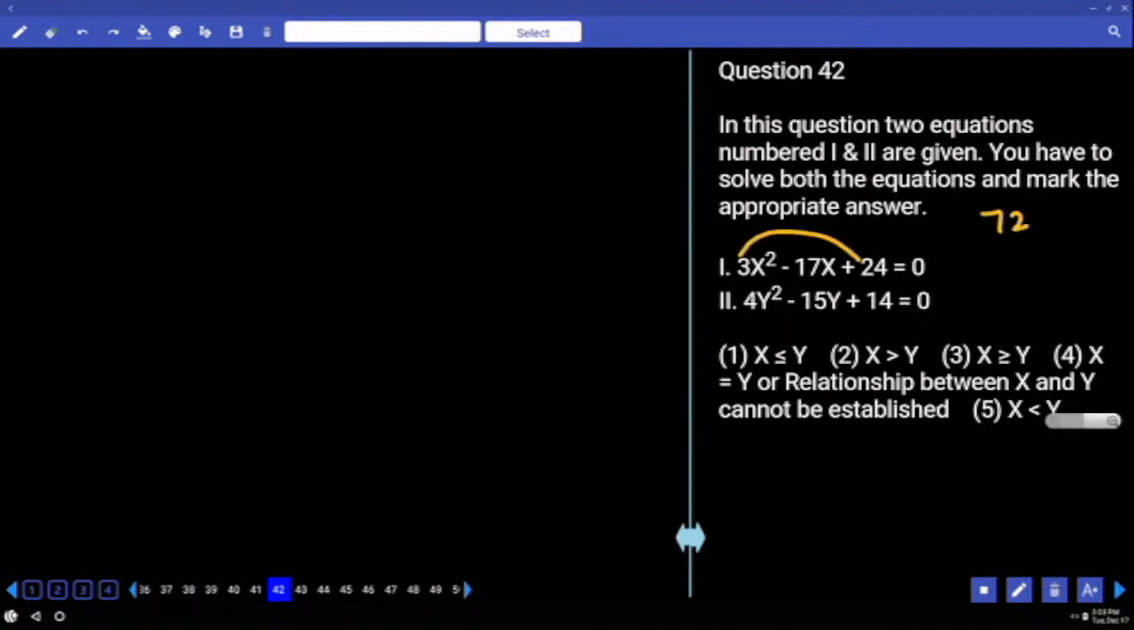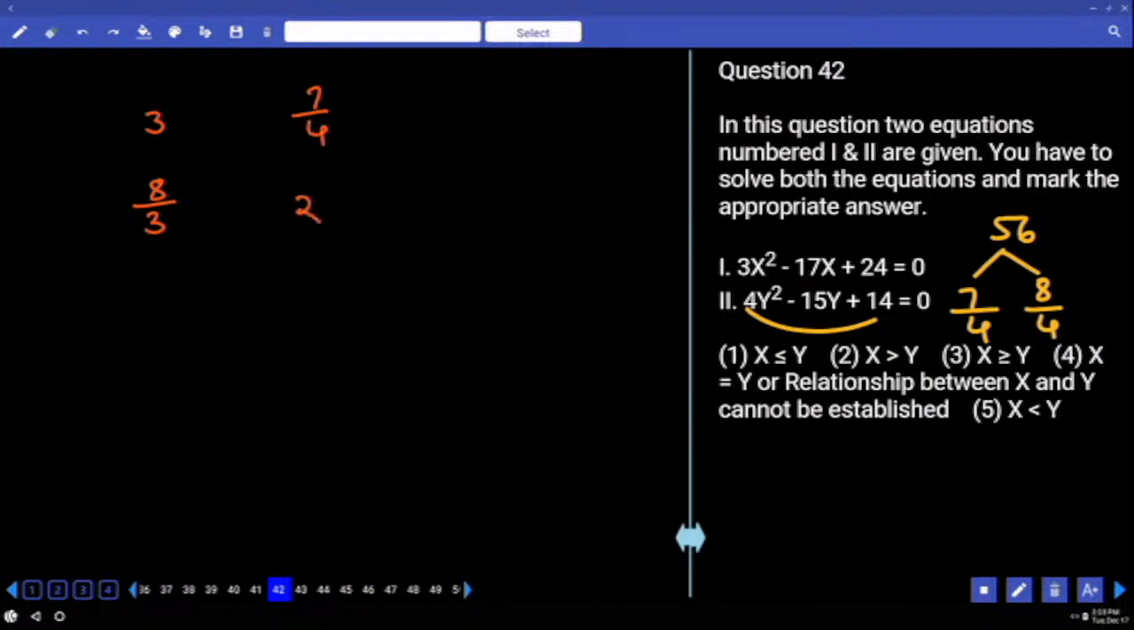324 times 9, 8 times by 3. 9 by 3 అంటే 8 by 3. 4 14s, 7, 8 times by 4. 8 by 4 means 3 is greater than 7 by 4, but 3 is greater than 2. 32, 21 greater than 8 and 6 also greater than. Answer: x is greater than y.